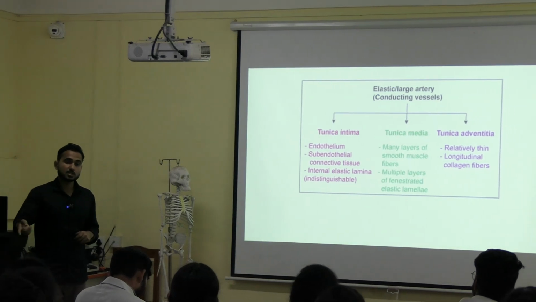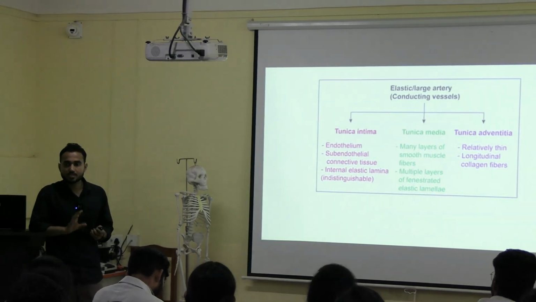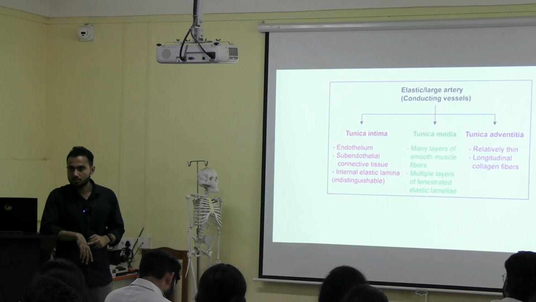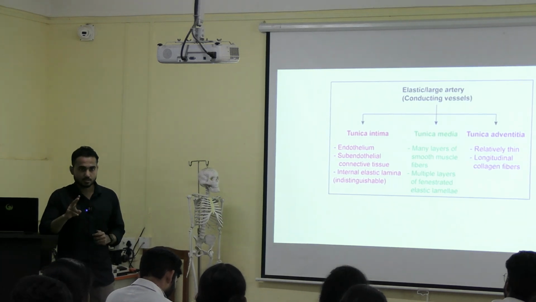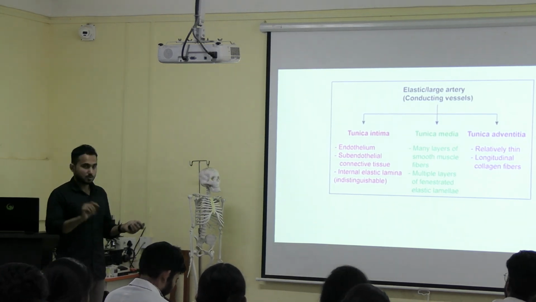Okay, but in case of muscular artery, this is prominent. You can see the internal elastic lamina. Okay. These are the differences. So difference has started. Note it down.